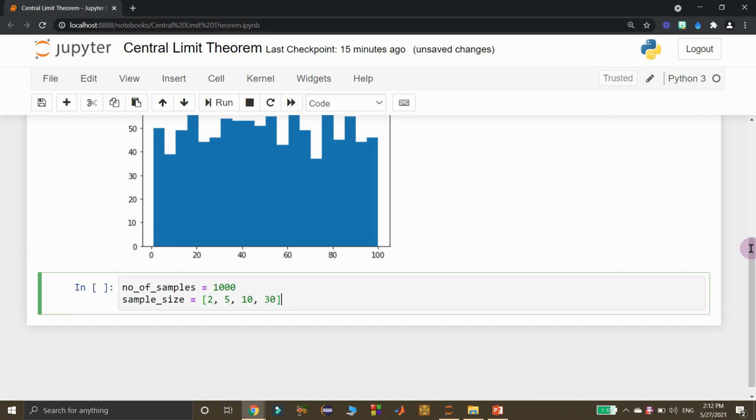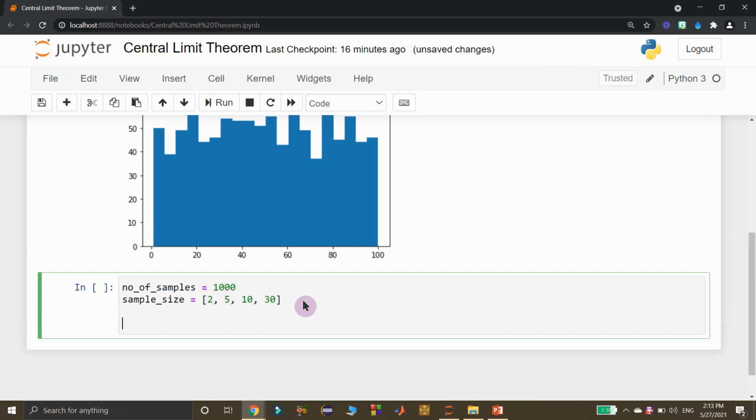Now I am considering the total number of samples as 1000, and then I am considering different sample sizes as 2, 5, 10 and 30. Then I am running a for loop by considering each sample size from the sample size list. Then the loop will consider the sample size as 2 in the first iteration. In the second iteration it will consider 5 as the sample size, and then 10, and then finally 30 it will consider as the sample size.